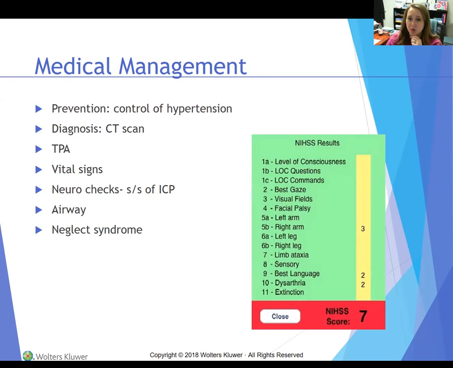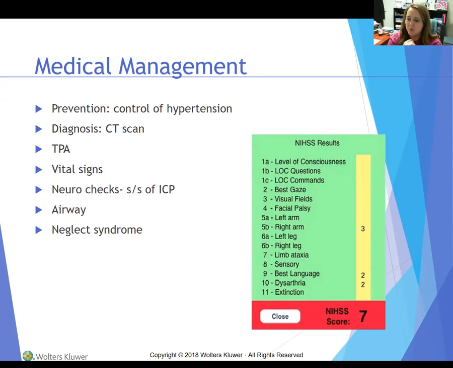So that's why it's really important for us to get a time of when those symptoms started. We have to get a CT scan, like we said, to make sure there's no bleeding. We're going to check and make sure our labs are within normal limits. So glucose, our platelets, things like that. Our blood pressure has to be in tighter control. So if their systolic is greater than 185 or their diastolic is greater than 110, then we need to give some antihypertensive meds to keep them within those parameters.